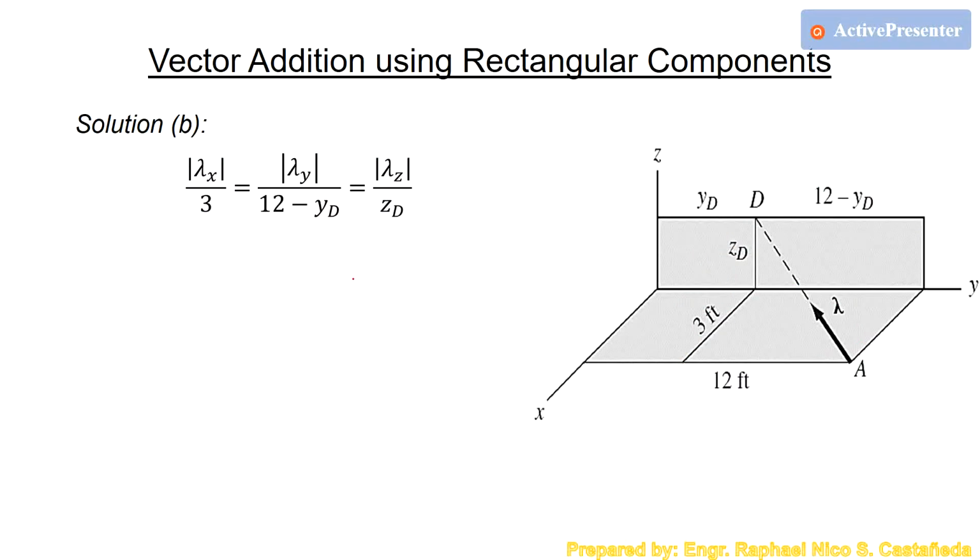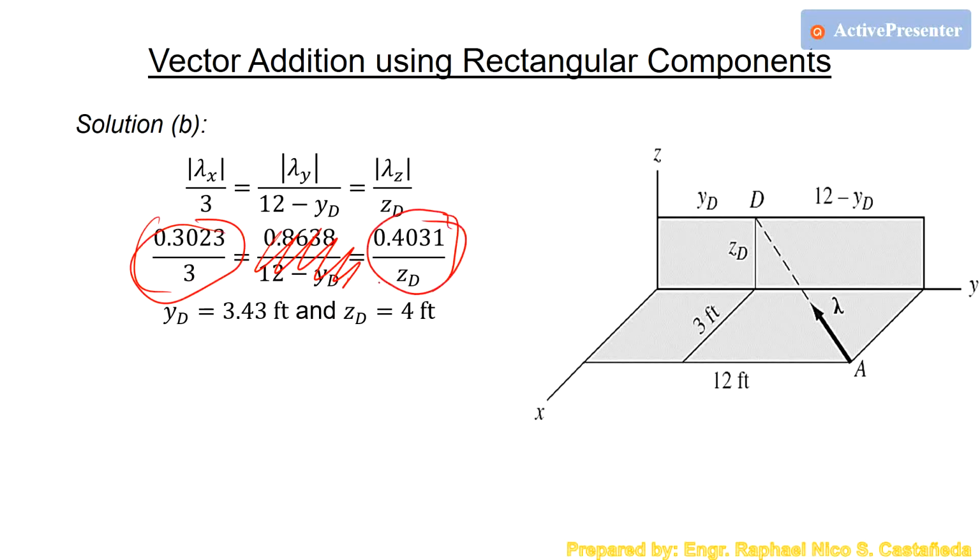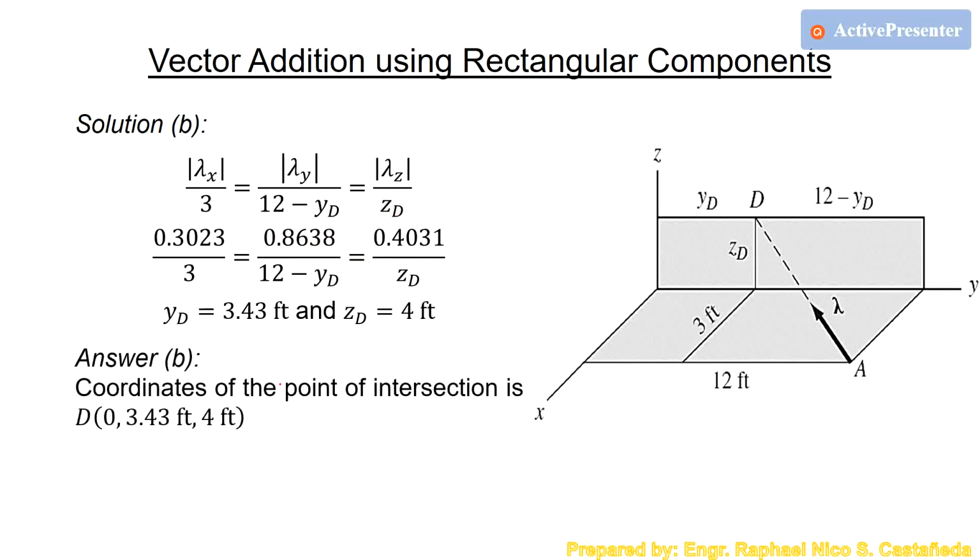So if we substitute the values of the unit vectors lambda x, lambda y, and lambda z, let's first calculate this one. Ignoring this part in the equation, you will get a value of yd, which is 3.43 feet. Then ignoring this part right here and calculating these 2 equations only, you will get the value of zd, which is 4 feet. So basically, the answer is 0, 3.43, and 4. That is 0, yd, and zd.